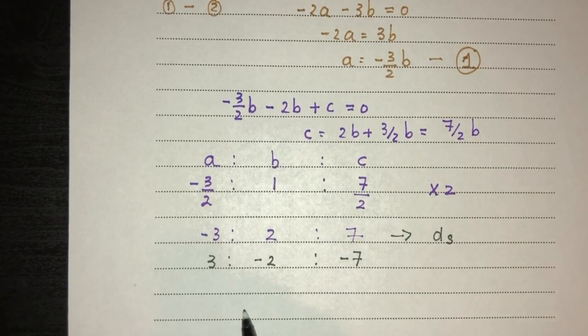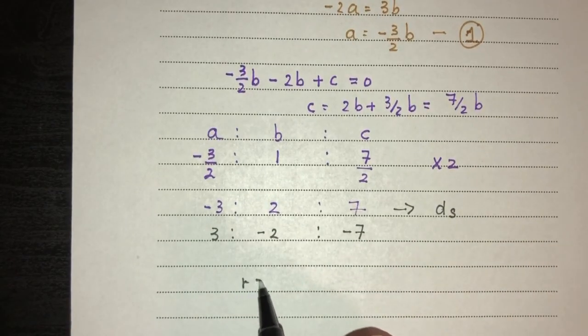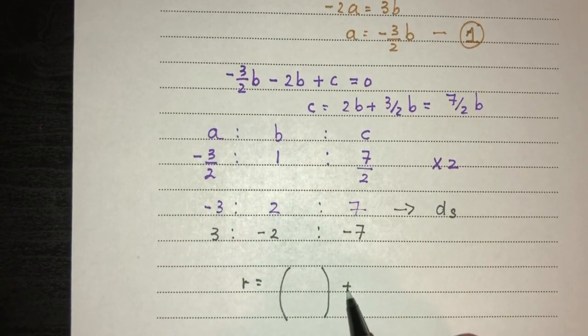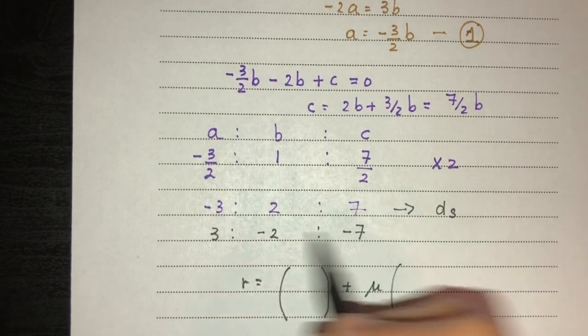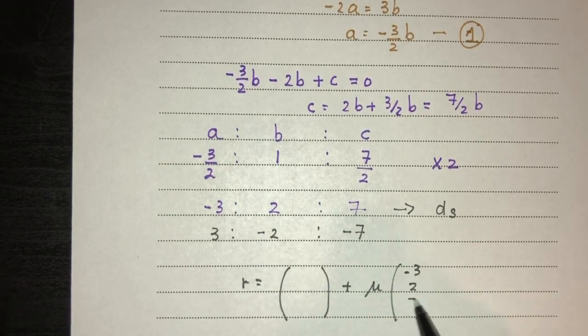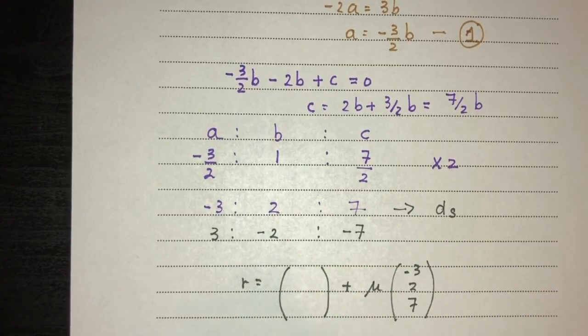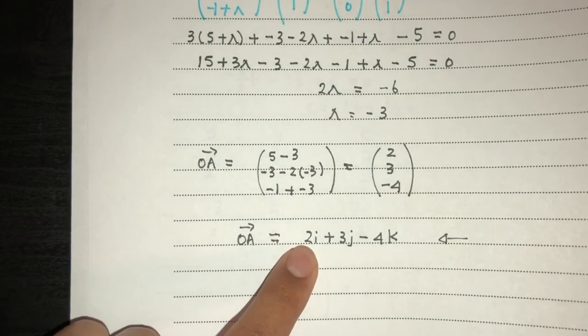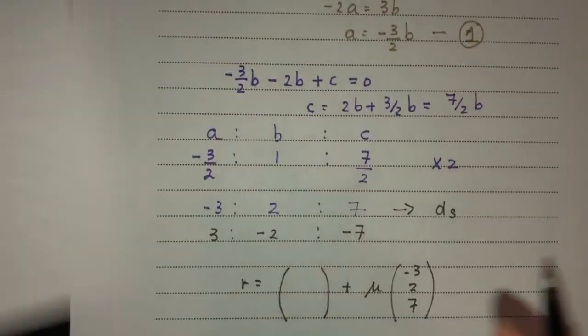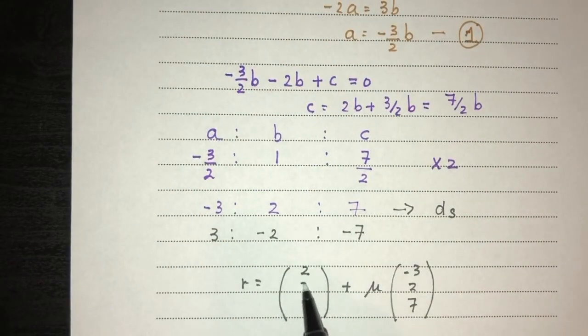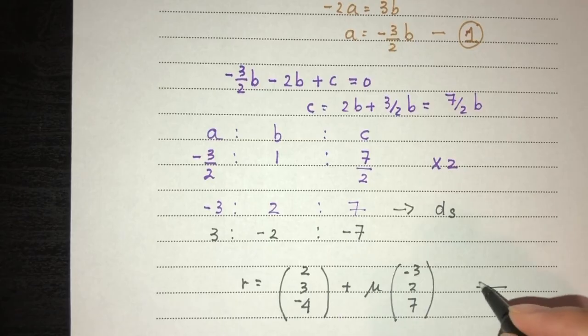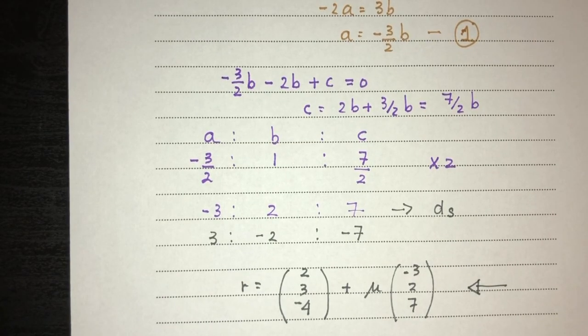Now to find the equation of the line, we have to find a passing point and the direction, which we know already, which is minus 3, 2, 7. Since the line S lies on the plane, we can choose any point on the plane. And as we have done in part 1, we know that this point is on the plane, so we can just choose this point, which is 2, 3, minus 4. And this will be your line S that lies on the plane and intersects the line L at right angles.